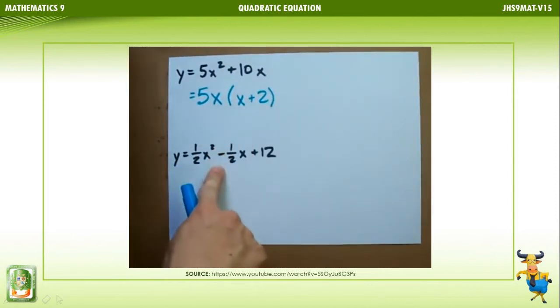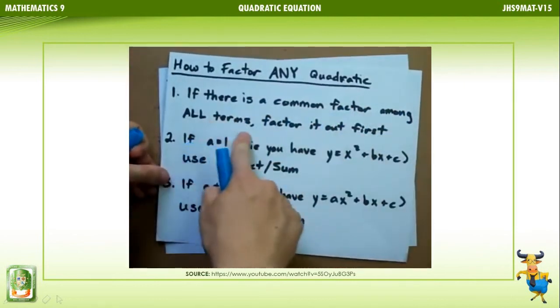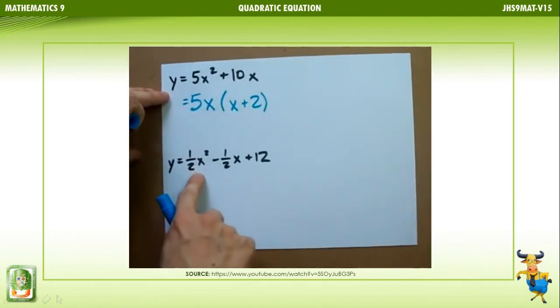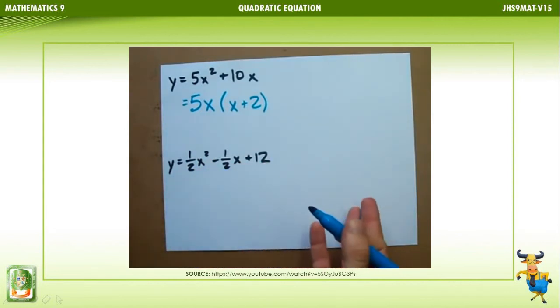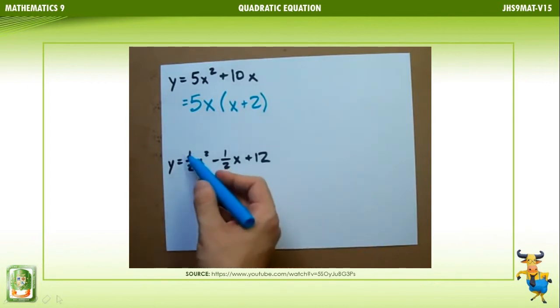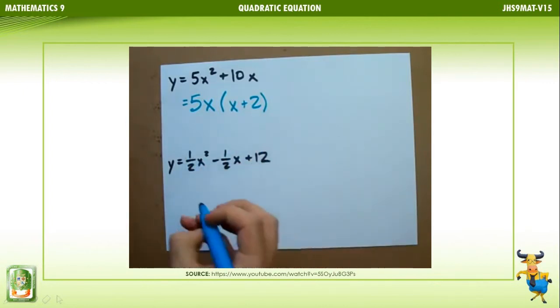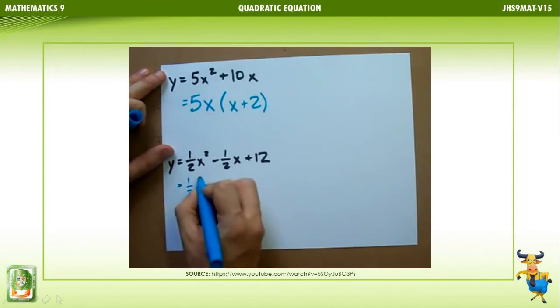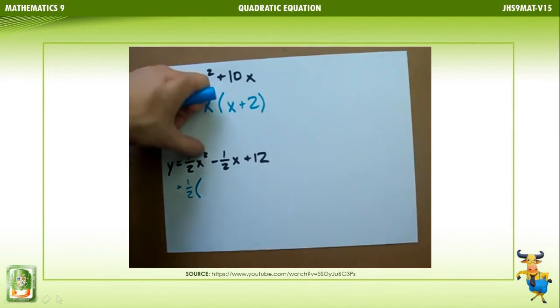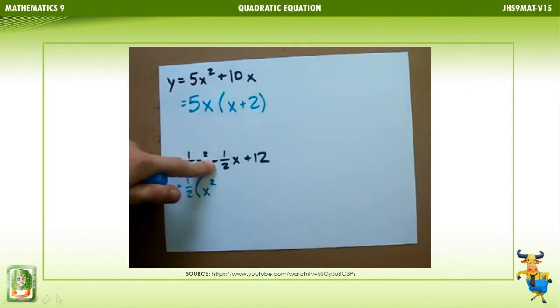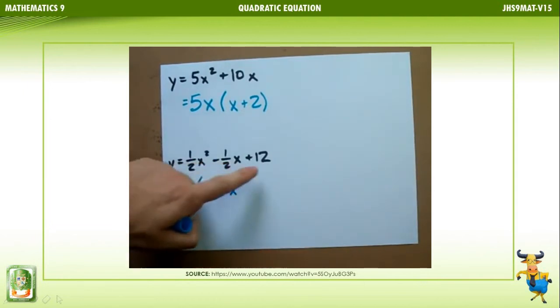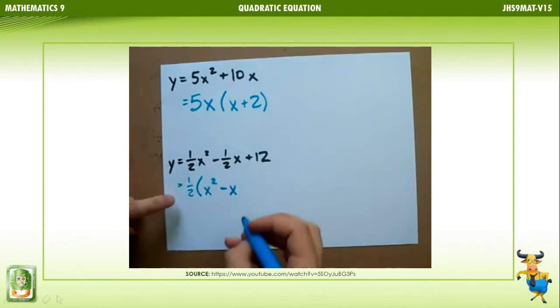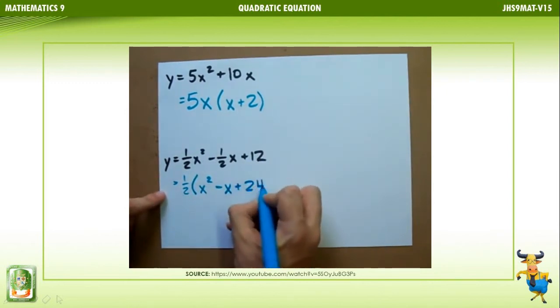Finally, let's do this one. Is there a common factor among all the terms? 1/2 x squared minus a half x plus 12. I don't know. Well, let's see. You know what? I could pull out a half here. And when I pull a half out of a half x squared, I'm obviously left with x squared. When I pull out a half from negative a half x, I'm left with negative x. And when I pull out a half from positive 12, I'm left with positive 24.